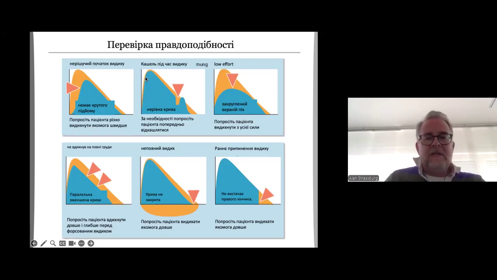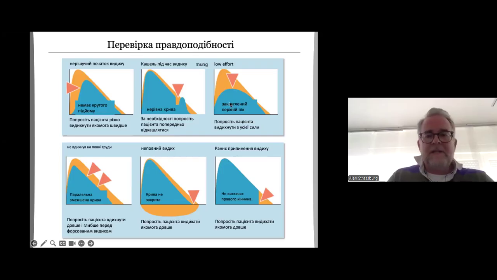If you see a gap in the expiration phase like we see here, then it is probably because of coughing. If the patient needs to cough during expiration, then the nurse needs to tell the patient to go off the mouthpiece, to cough as much as needed, and then perform the lung function test again.